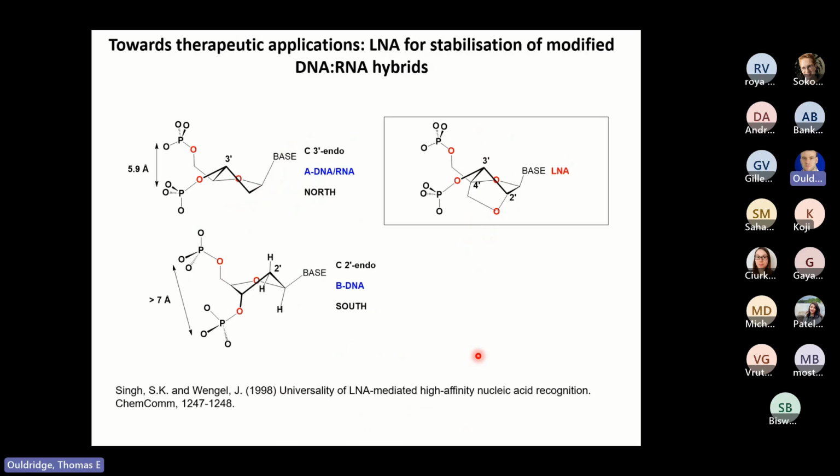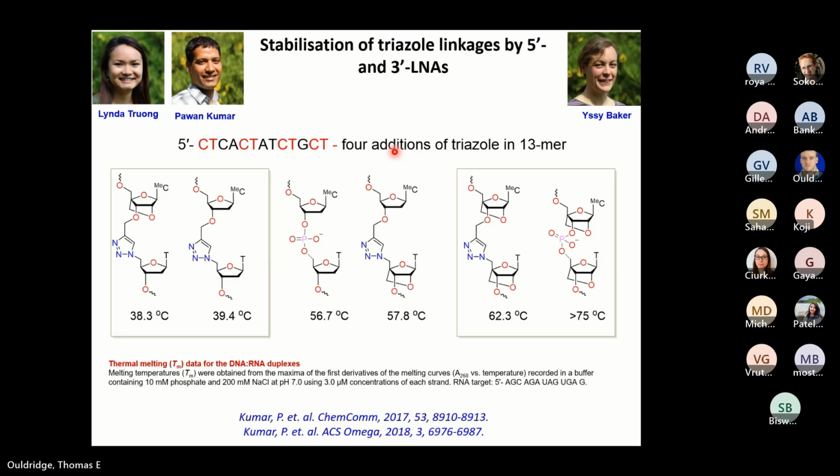But we know that we can increase duplex stability by introducing modified sugars, like, for example, locked nucleic acid, LNA. So if we put LNA into an oligonucleotide, it binds to its target much better than DNA because it enhances the A conformation, which makes DNA bind well to its target. So we looked at this. We took an oligonucleotide which had multiple triazoles, and it has a very low melting temperature compared to unmodified DNA. The melting temperature drops a lot.